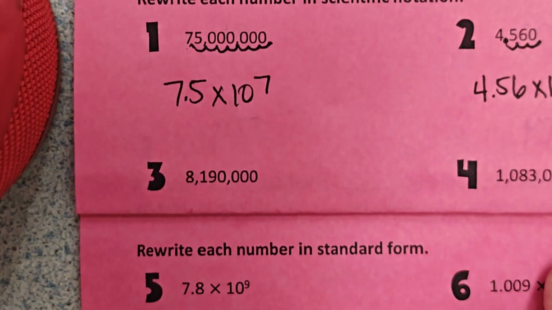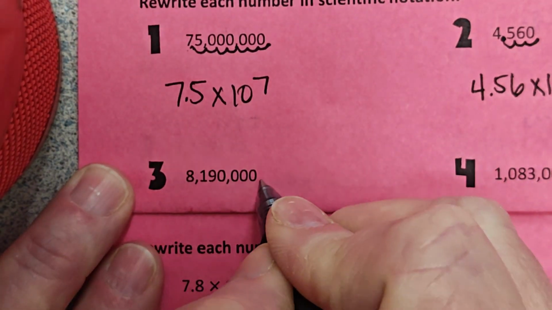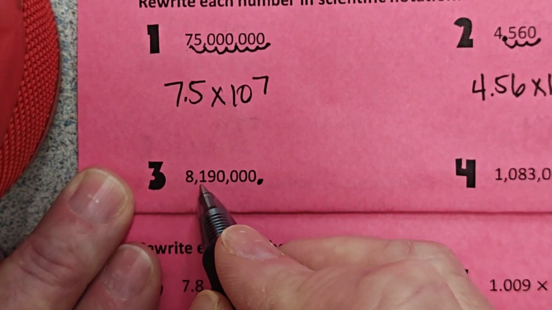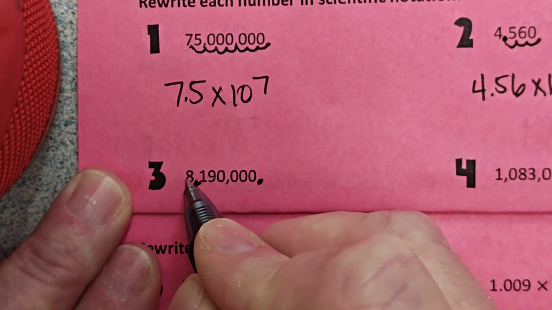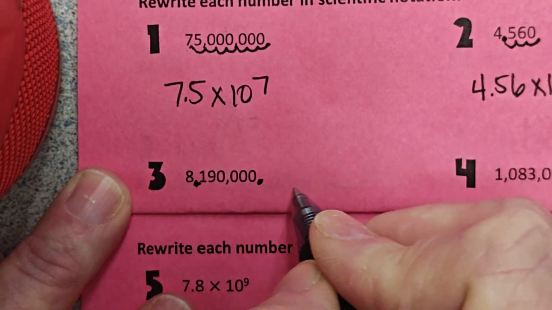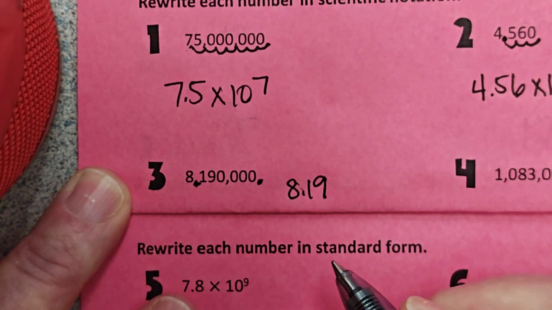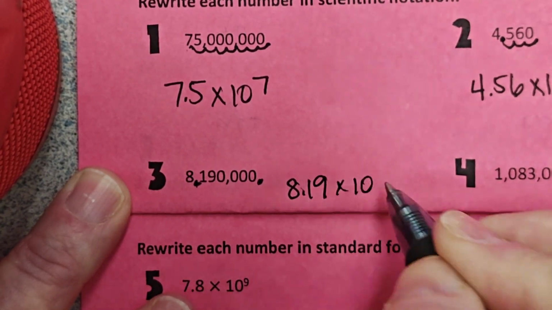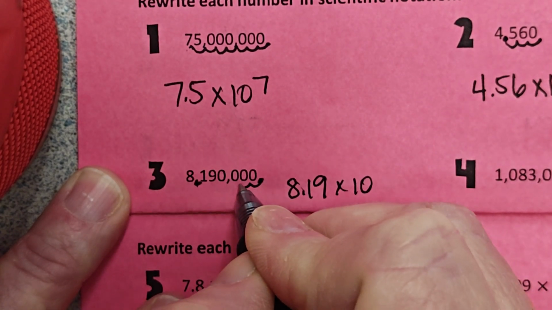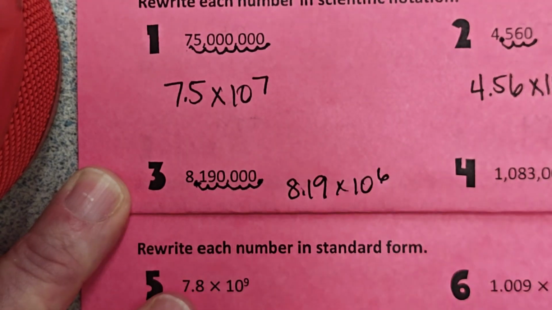Okay. Now, same situation. We're going to do this one. We start with the decimal at the end. If we want the number to be between 1 and 10, we're going to put the decimal here because we get 8.1. And then we're going to move it. So first I'm going to write 8.19 times 10. And then I have to figure out how many times we're moving it. So we're going to move it 1, 2, 3, 4, 5, 6 times. So you just write a 6.